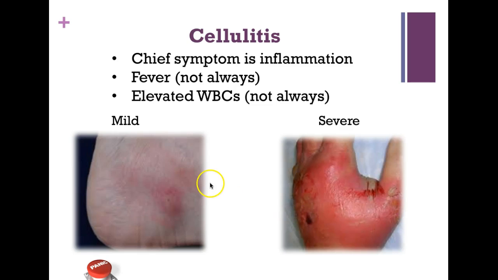The first picture is mild cellulitis, perhaps from a bug bite. Again, younger people can sometimes get away with a little cellulitis without an antibiotic. Elderly people, it can turn into a life-threatening situation. So we want to make sure that we are assessing for that. This is an example of severe cellulitis, which certainly would need to be taken care of with an antibiotic.